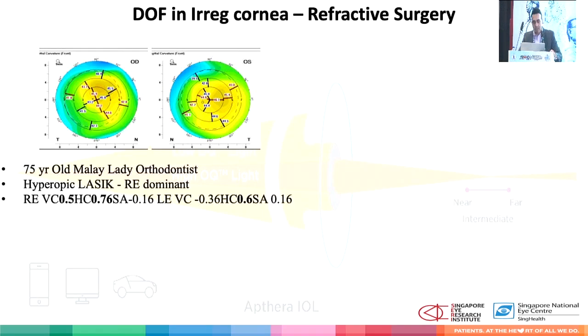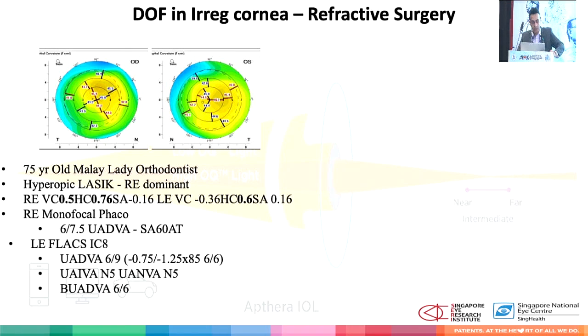These are some of the cases where I use the lens. This is a 75-year-old lady, a dentist from Malaysia. She had previous hyperopic LASIK, so high levels of vertical and horizontal coma, but low levels of spherical aberration in both eyes. The right eye is dominant, so it gets a monofocal lens, and I use an SA60 to balance the spherical aberration. In the left eye I put an IC8, and she gets pretty reasonable intermediate and near vision, reading N5. But the best thing about this lens is that they get much better distance vision in the eye than you would expect.